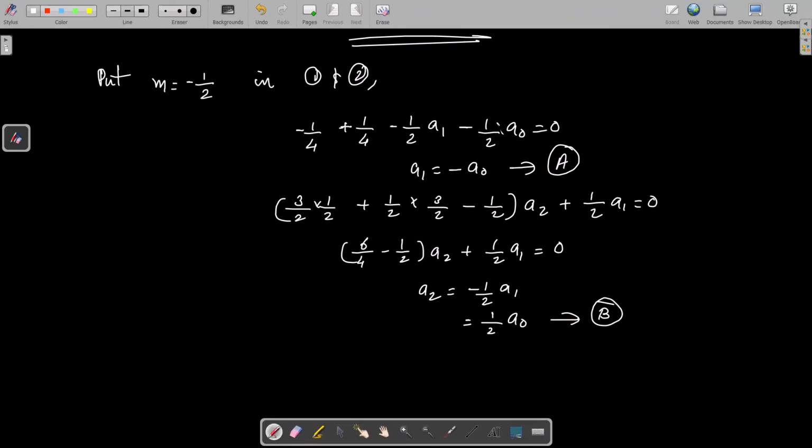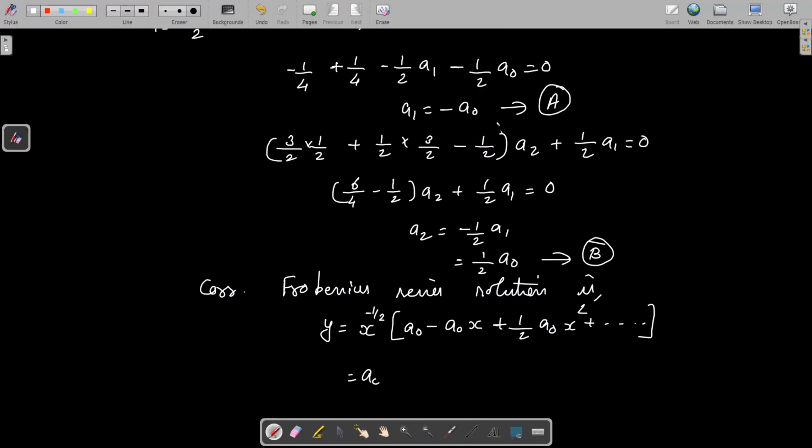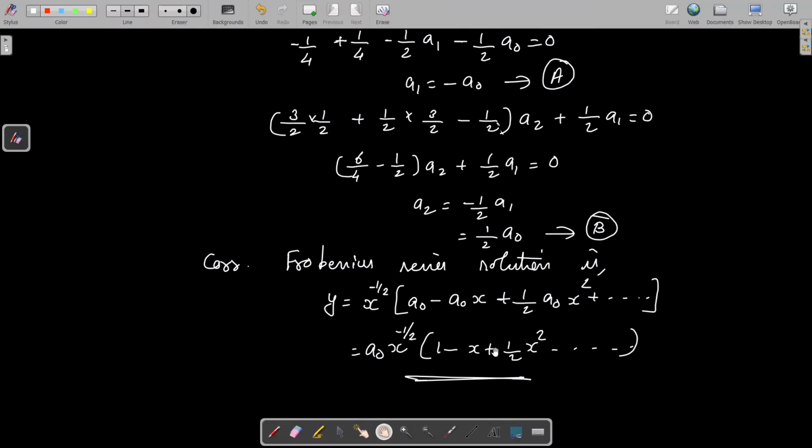Now you can write the corresponding Frobenius series solution. The corresponding Frobenius series solution is y equal to x raised to m, that is x raised to minus 1 by 2 into a naught plus a1 x. a1 is minus a naught, so minus a naught x plus a2 x square, that is plus 1 by 2 a naught x square plus etc. You may take a naught outside, so this is equal to a naught into x raised to minus 1 by 2 into 1 minus x plus 1 by 2 x square minus or plus, we don't know, etc. So we get two independent Frobenius series solutions of the given differential equation.